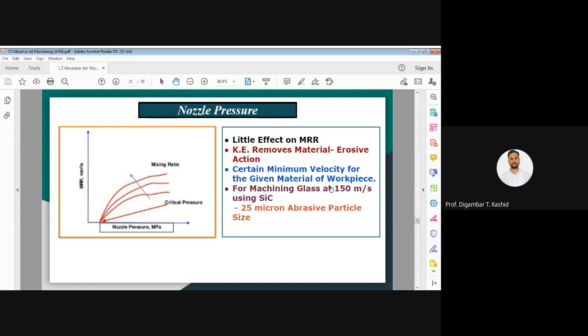So for machining of glass, the velocity should be 150, and that is the minimum. Okay, and your abrasive particle should be silicon carbide, and the abrasive particle size should be 25 micron.